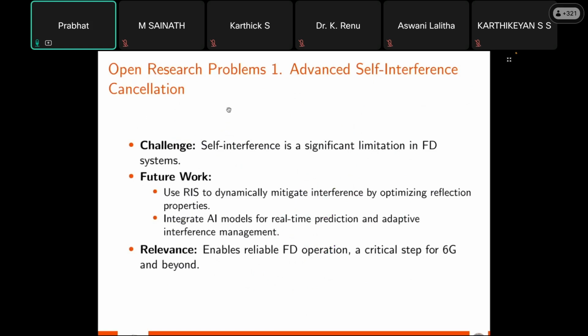So one is the advanced self-interference cancellation. This is kind of an open problem, right? You can actually use RIS to dynamically mitigate the interference by optimizing reflection properties. This is one of the possibilities. You can integrate artificial intelligence and machine learning models for real-time predictions and adaptive interference management. This kind of work is relevant because it is going to enable lower self-interference power, so full duplex operation would be more efficient, and this can be a critical step for next generation wireless technology. So one open problem is this, where you can use RIS and AI to control the self-interference.